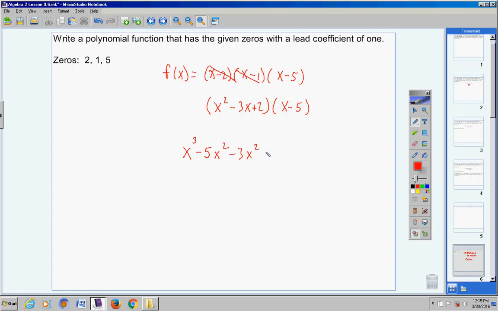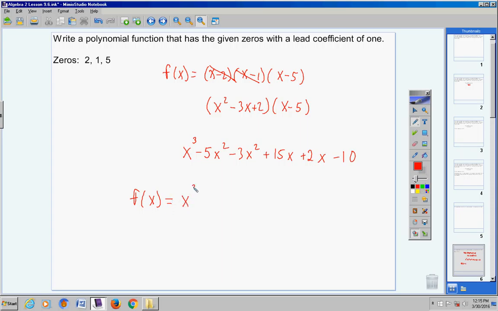x times negative 5. 2 times x. 2 times negative 5. And there we go. I did it. Now let's simplify and we're finished. Always write your functions in standard form, and simplify them as far as possible.